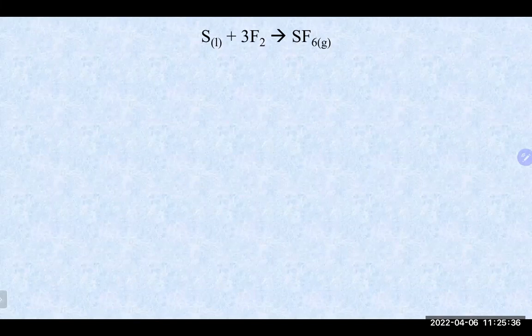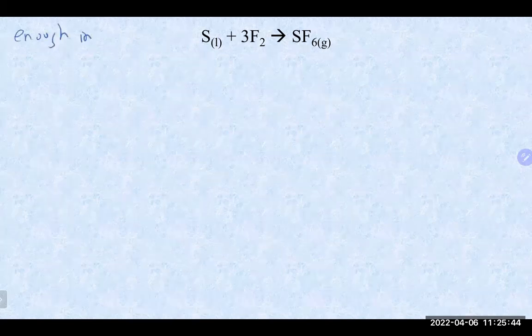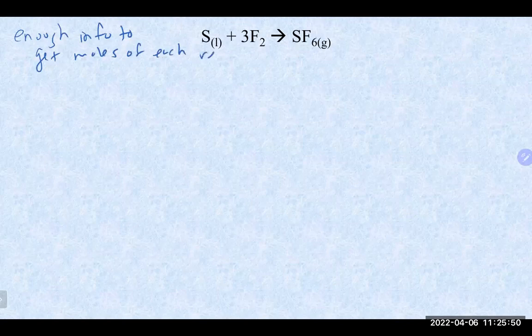Not both of them or anything like that. So that is really the key: if you have enough information to get to moles of each reactant, then it definitely is a limiting reagent problem.